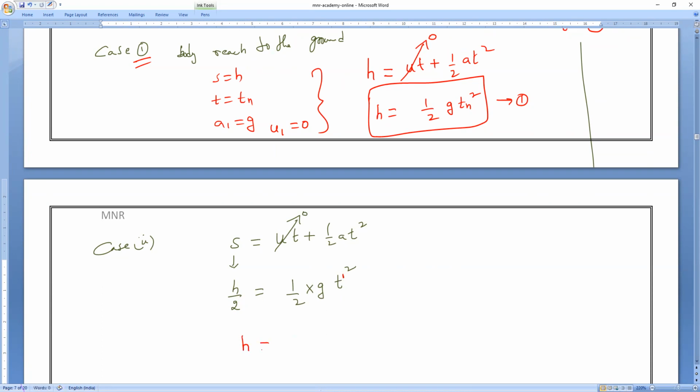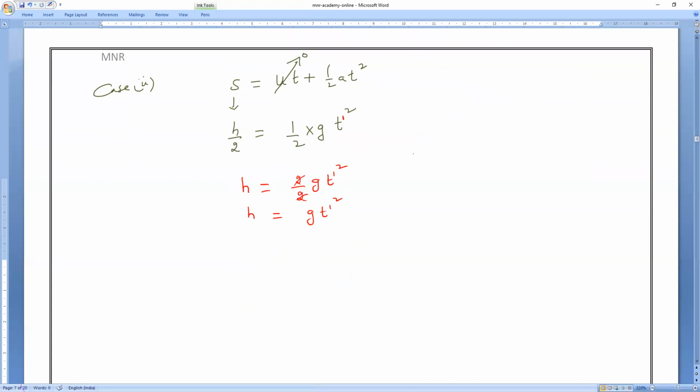So h is equal to, everybody remember, 2 is in division, it will come to this side. What will it become? Multiplication. So I will write it as 2 by 2 g t dash square. So 2 will get cancelled, and I'll get h is equal to g t dash square. Am I right? Yes. So this is equation number 2. Anybody having any problem? You can ask.